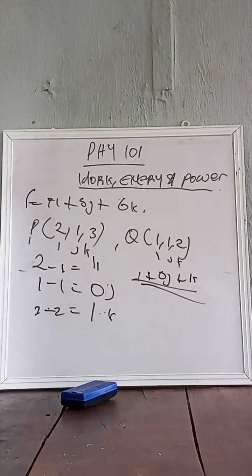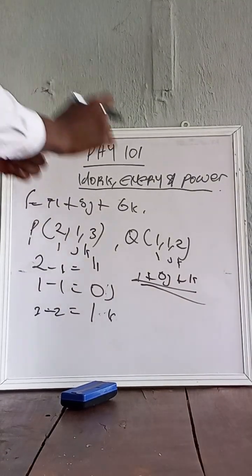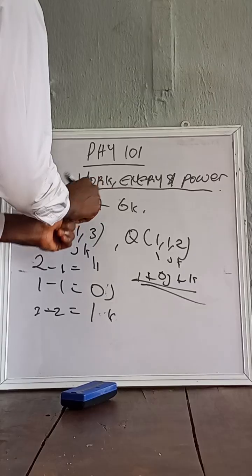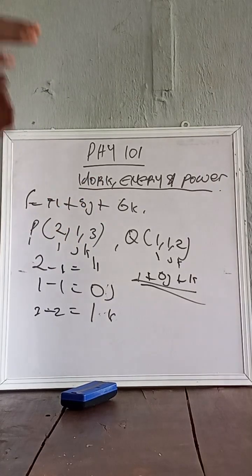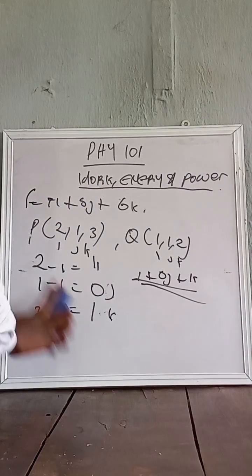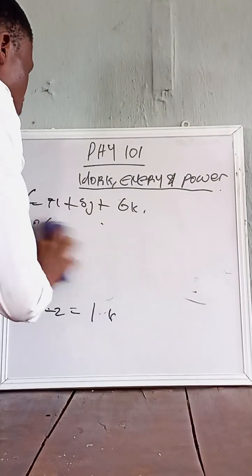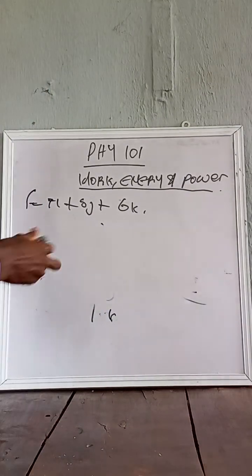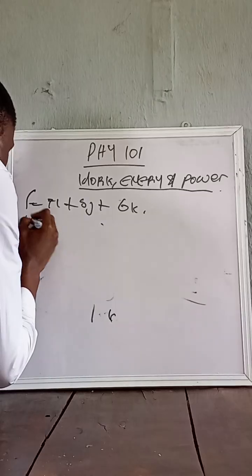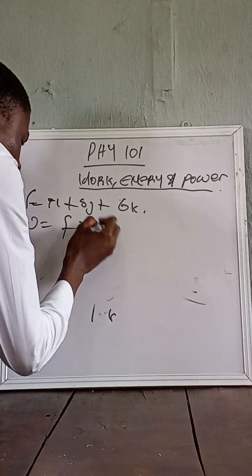So now, how will I get my work done? It is by multiplying this one by my force. That's how I'm going to get my work done. So to get my work done, I will say that my work done is equal to force times displacement.